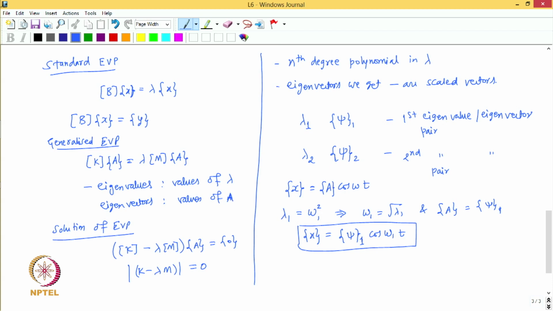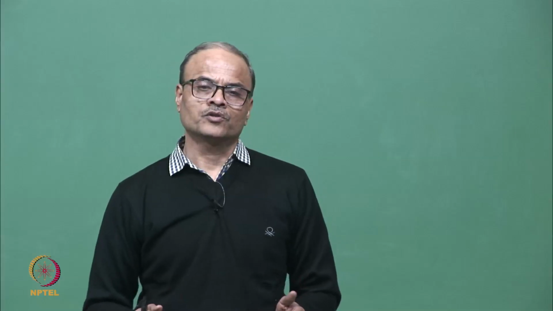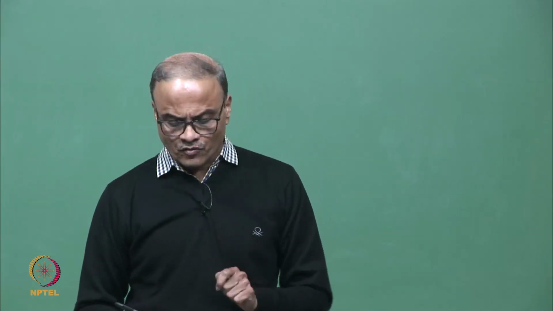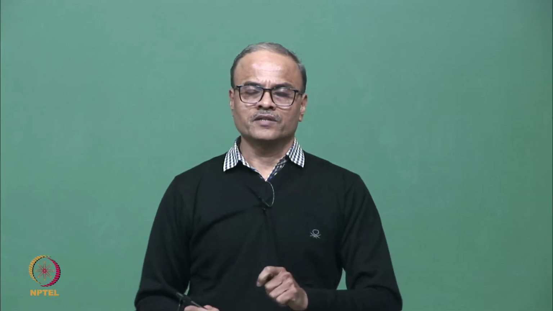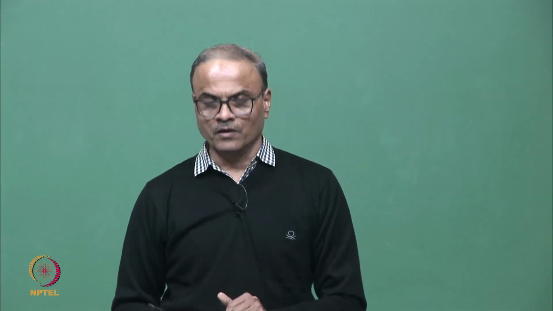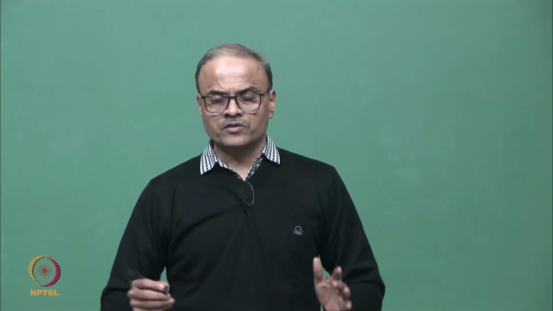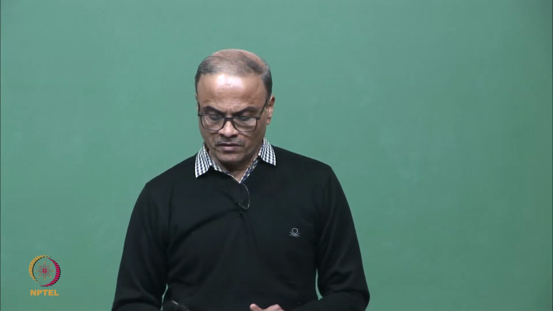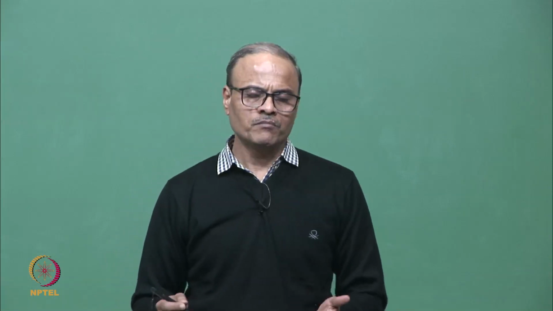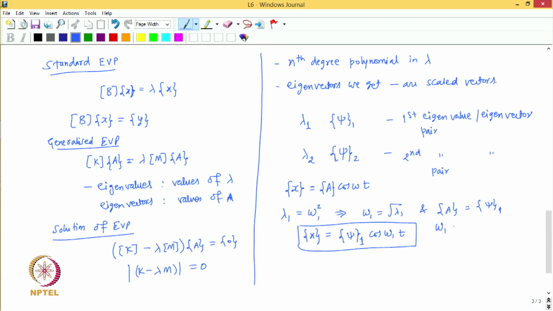So, this is the solution based on the first eigenvalue eigenvector pair, and what we see is that this solution is a harmonic motion, right, because we have the term cos omega 1 t, and omega 1 is the frequency of the motion. That is why we call this the natural frequency of the vibration, because the system is vibrating naturally and the frequency associated should therefore be called the natural frequency. Therefore, omega 1 is nothing but the natural frequency.